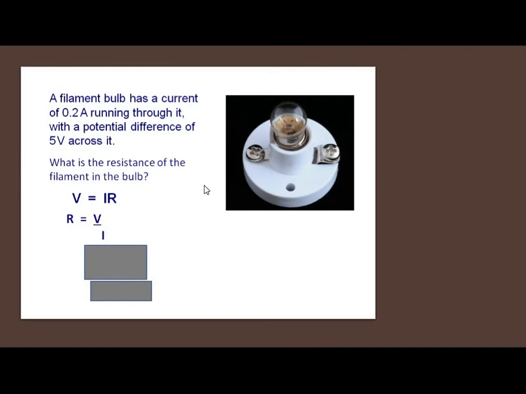We're going to put our numbers into the equation. So R is going to equal 5 volts, here's our 5 volts, divided by 0.2 amps of current, which gives us a reading of 25 ohms of resistance. So that is the amount of resistance in the bulb, in the filament.